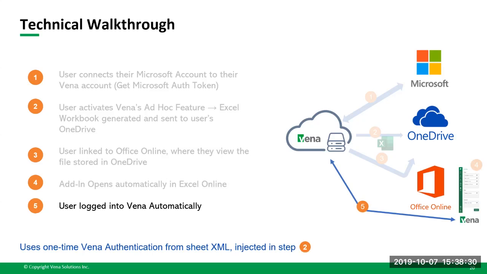Lastly, Vena pulls out the one-time authentication, again injected in step 2, where the magic happened, and logs into Vena from the session of the add-in. So this avoids the user having to log in to Vena through the add-in as well. So again, it helps speed the user along.